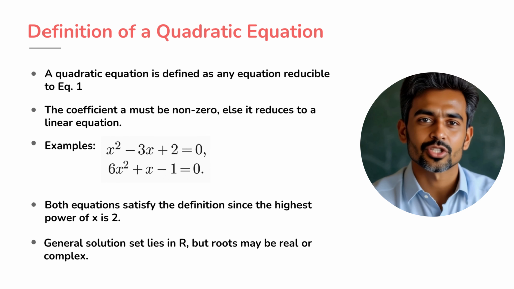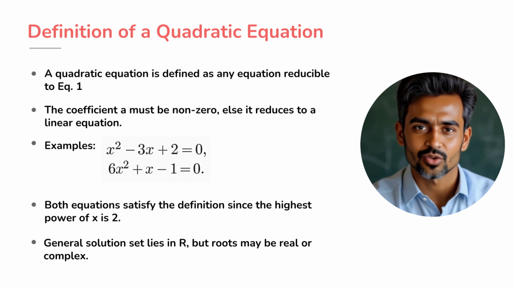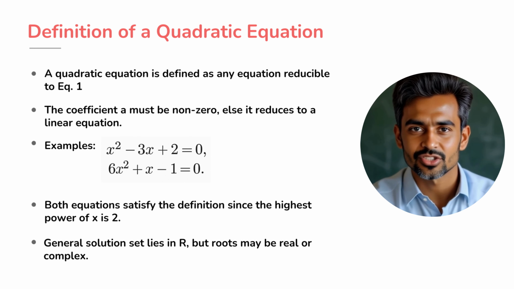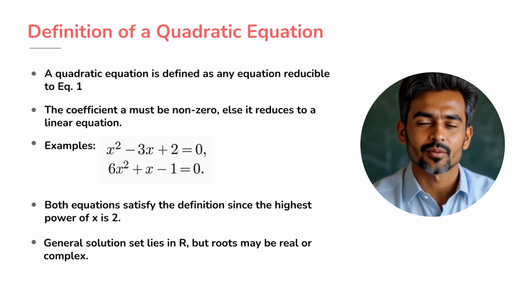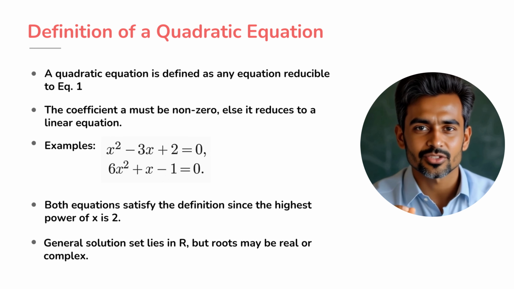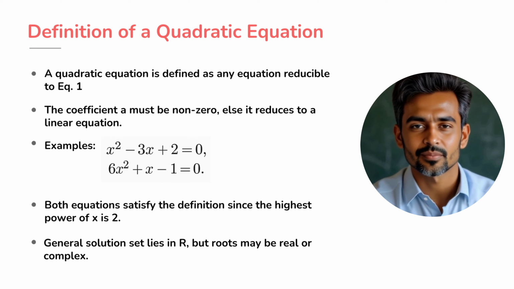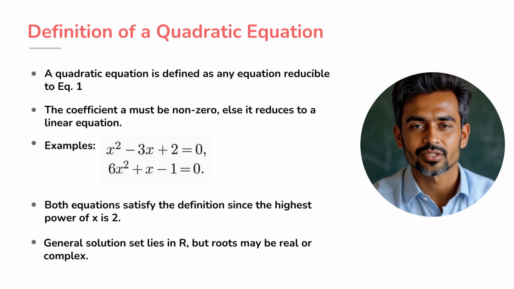A quadratic equation is any equation that can be reduced to the form ax² + bx + c = 0. The coefficient a must not be 0, otherwise the x² term vanishes, leaving a linear equation. Examples: x² - 3x + 2 = 0 and 6x² + x - 1 = 0. Both are quadratic equations because the highest power of x is 2. And importantly, their solutions may be real or complex numbers.